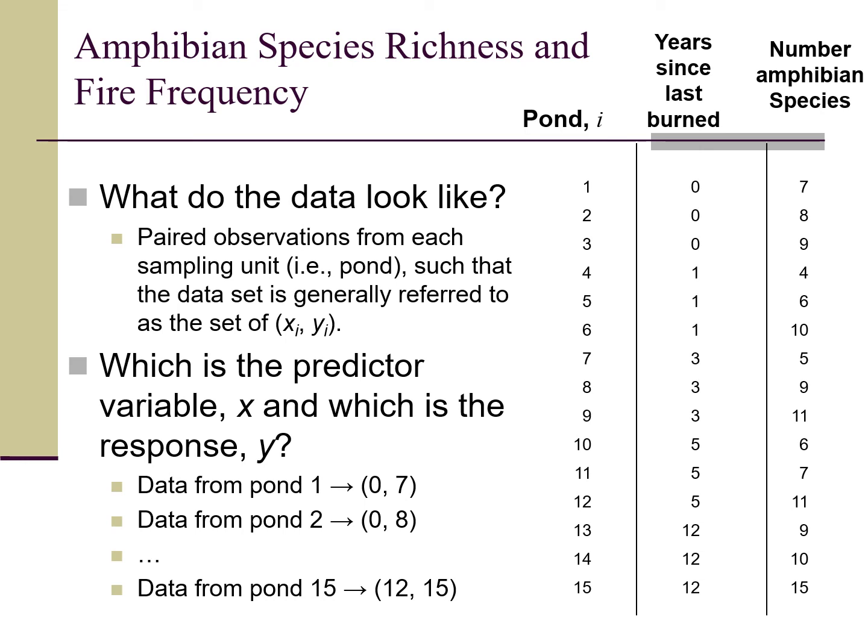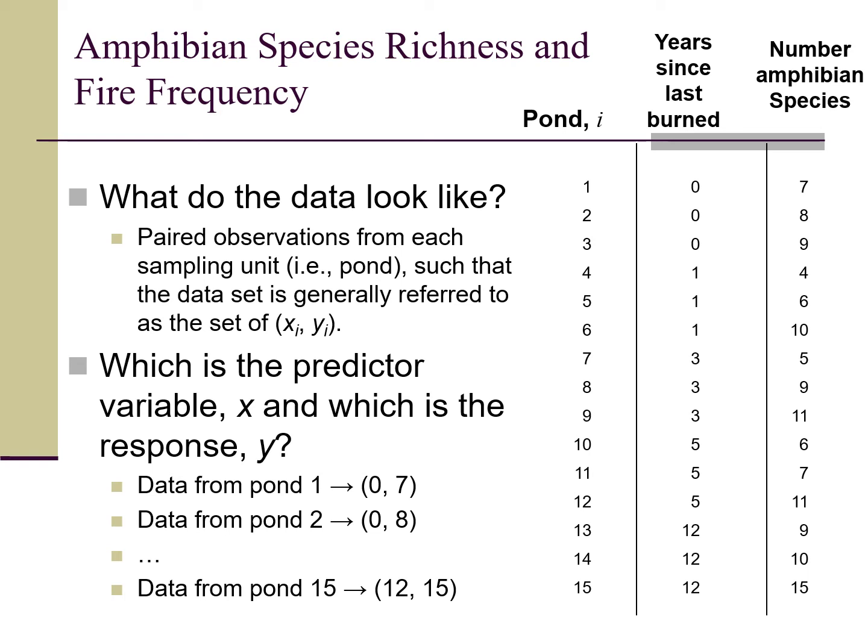Now, it may not seem sensible that you have burned ponds, but in fact, boy, that Cameron Peak fire, if you've been up there, you'll see it did a heck of a job to the local stream environment. So you could certainly get burning within some areas, even if they're defined as ponds. And then you go out and you count the number of amphibian species out there. So, paired observations from each sampling unit, the pond. And so X will be our years since last burned. Y will be the number of amphibian species.